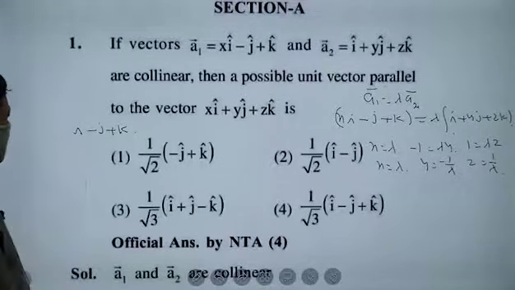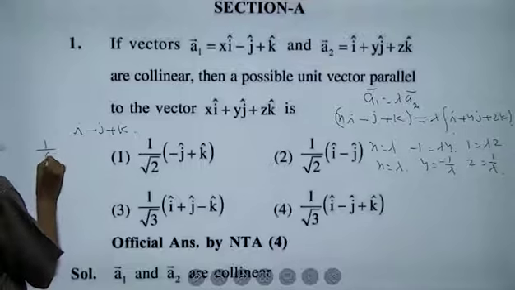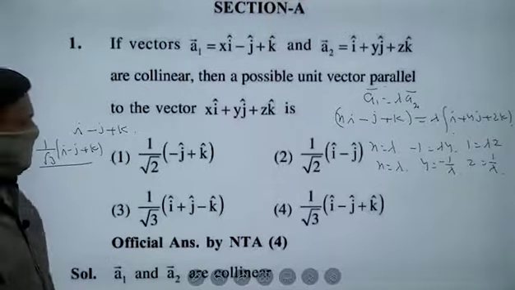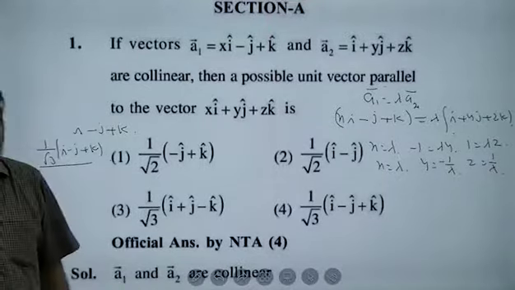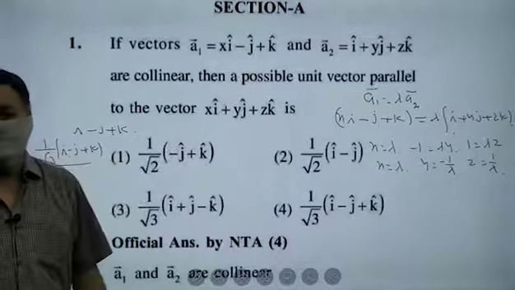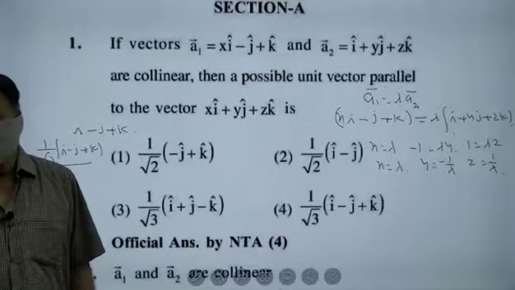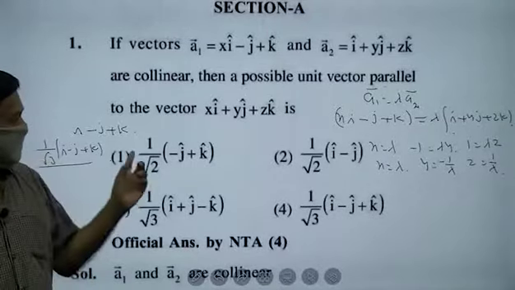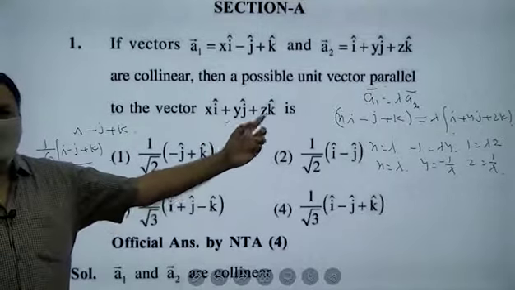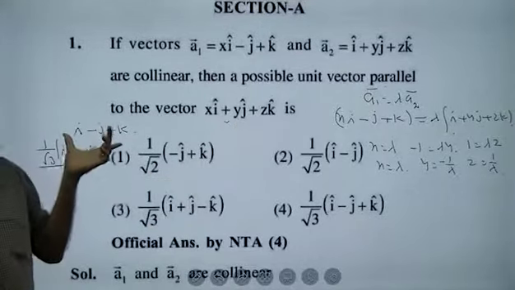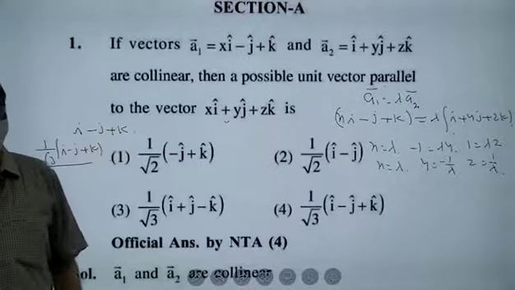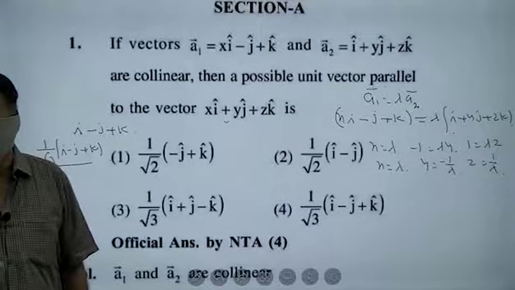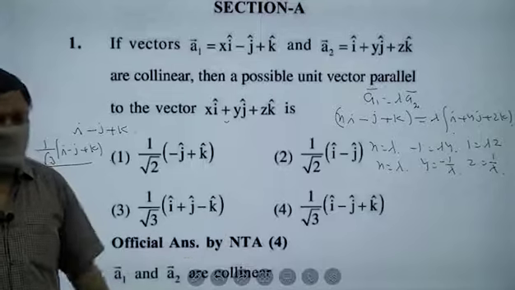What is the unit vector parallel to this? 1 by root 3 into i minus j plus k. Option 4. That's it. See, lambda can take any value. There are plenty of x, y, z values available. You preferably give 1, right? So you substitute, you will get xi plus yj plus zk like this, and all of you know how to find out a unit vector. Divide the vector by its magnitude, then you are going to get a unit vector. So your answer is what? 4.